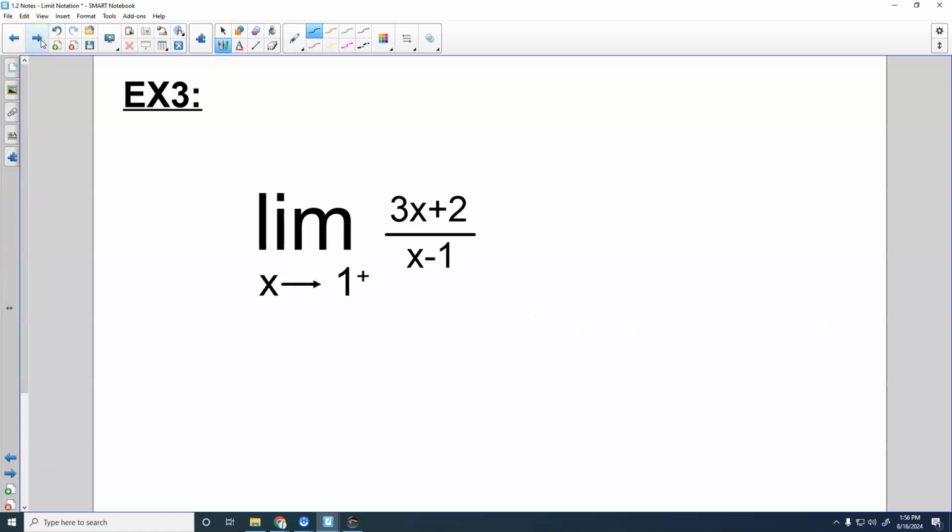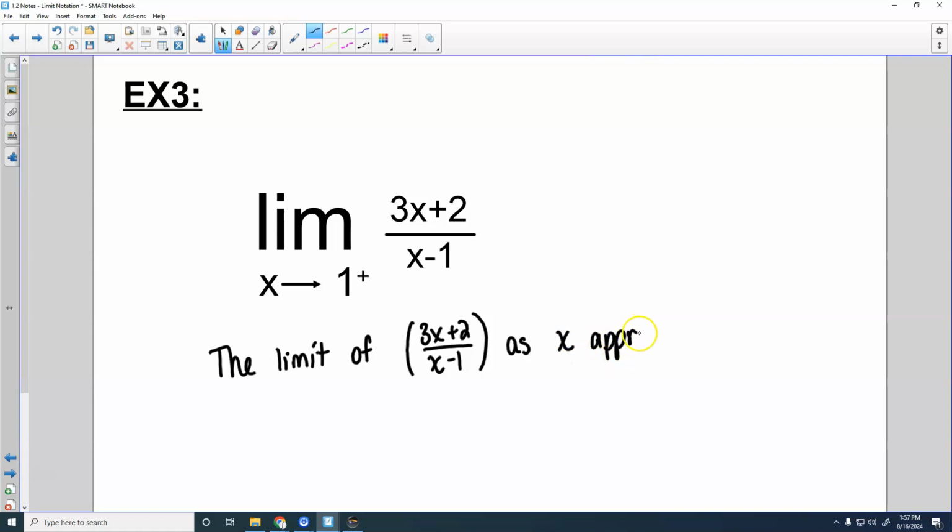So let's look at our next one. Okay. Who can tell me what this one is going to be? Good. This one's going to be x approaches 1 from the right. So it's going to be the limit of, I kind of just like to say the equation first. So 3x plus 2 over x minus 1 as x approaches 1 from the right.